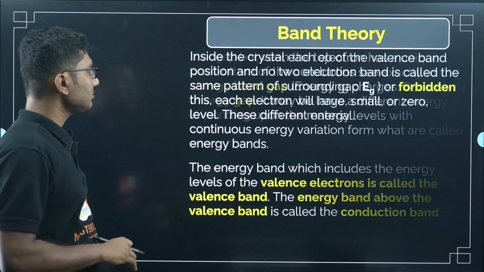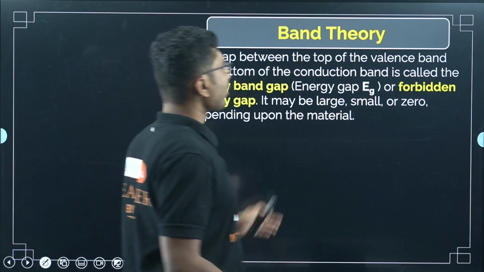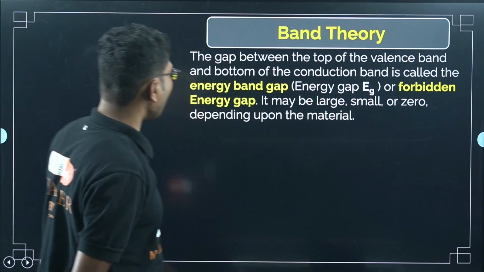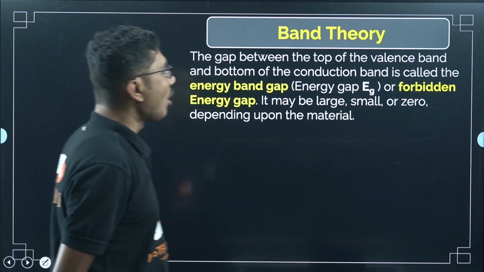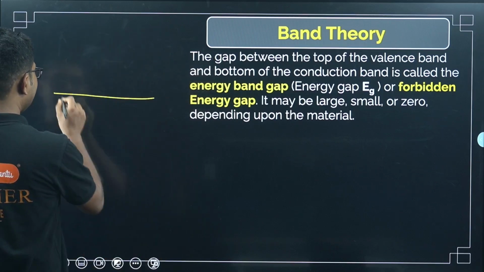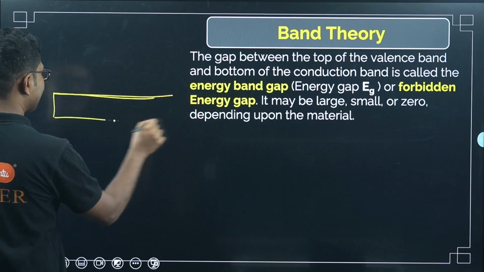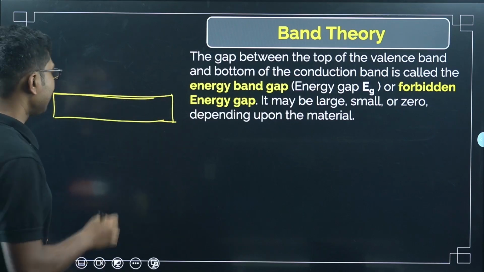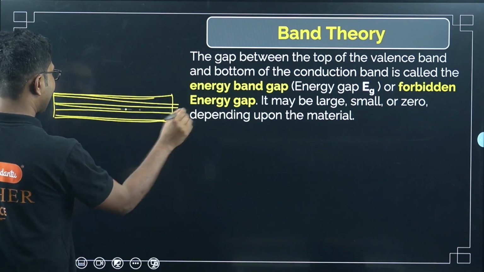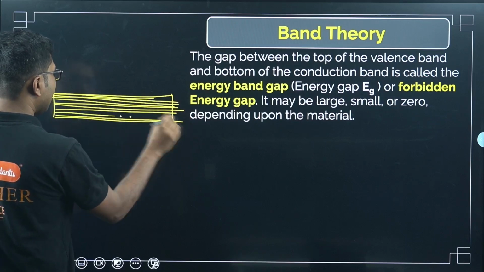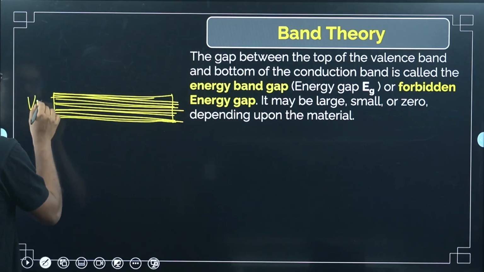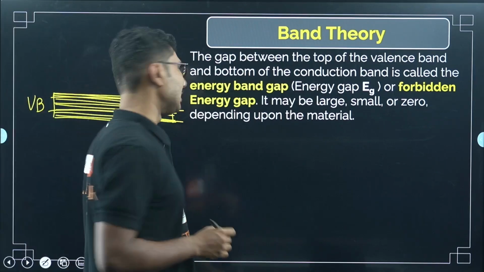Now the gap between the top of the valence band and the bottom of the conduction band is called the energy band gap or forbidden energy gap. All the electrons having a small variation of energy stay in this band. This is the band for all the valence orbits. They overlap with each other, and they have different energies. So this is called the valence band and we generally denote it by VB.